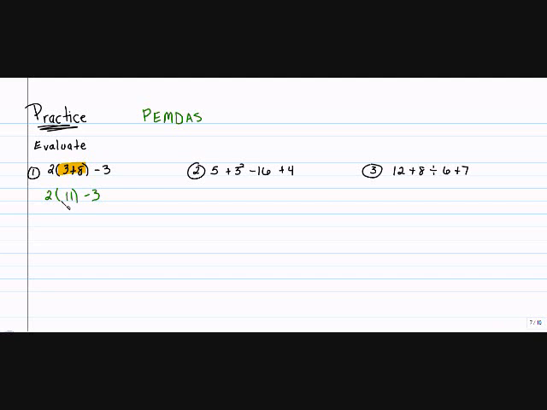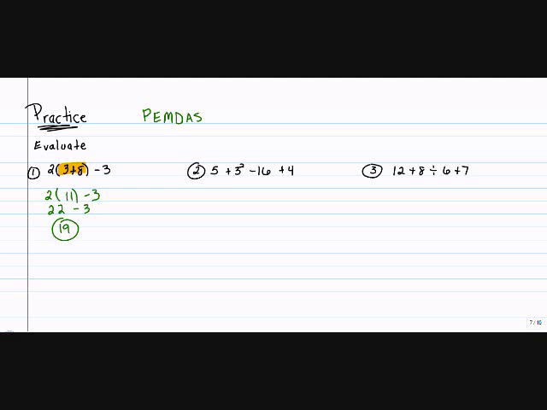I don't have any exponents, so I don't have to solve for exponents. Multiplication, 2 times 11 is 22 minus 3. And 22 minus 3 is 19.